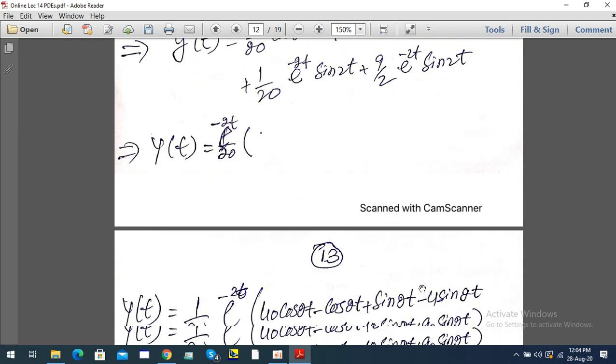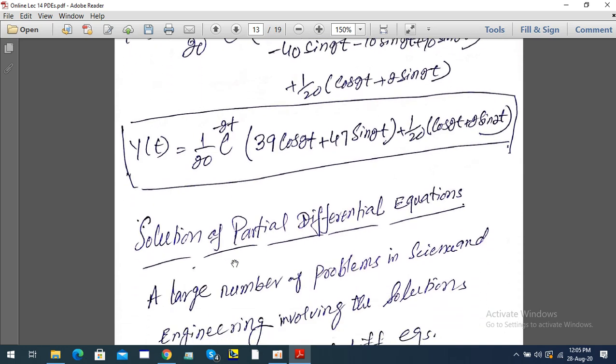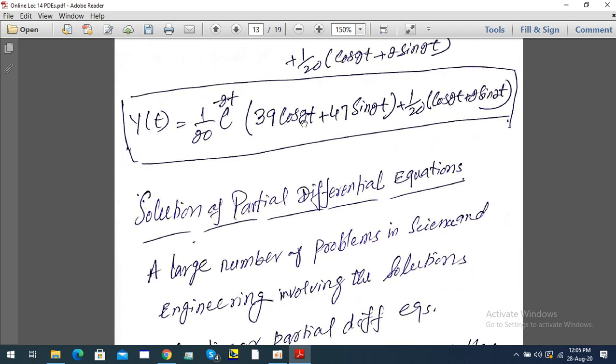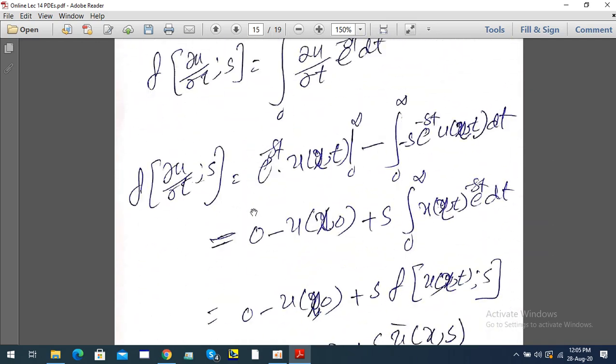If it doesn't satisfy the conditions, y of 0, the result from this will be 2, and if we find the first derivative of this and put t equal to 0, the result will be 1. So if it does, this equation is okay. Otherwise, you have to revise your procedure.